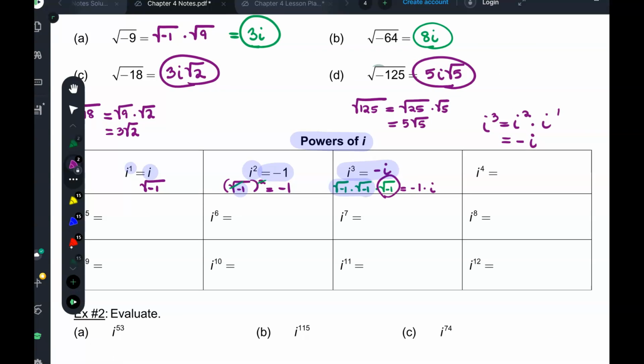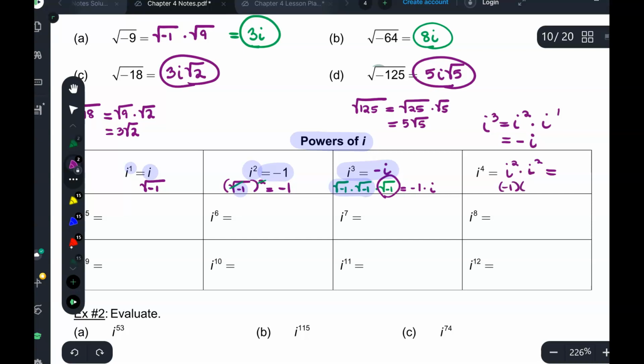i to the fourth. Okay, so again, I could think square root of negative 1 times square root of negative 1 times square root of negative 1 times square root of negative 1. Or I can think of this as i squared times i squared, right? We would add the exponents. Well, what would that give us? That would be negative 1 times negative 1, because i squared was negative 1. And so i to the fourth is always going to equal 1.